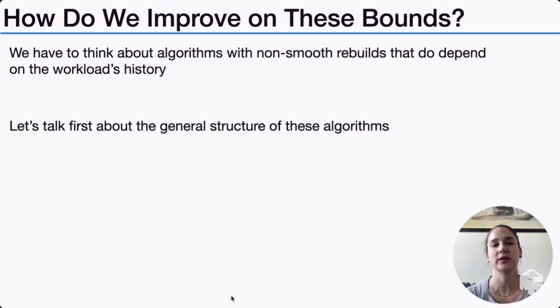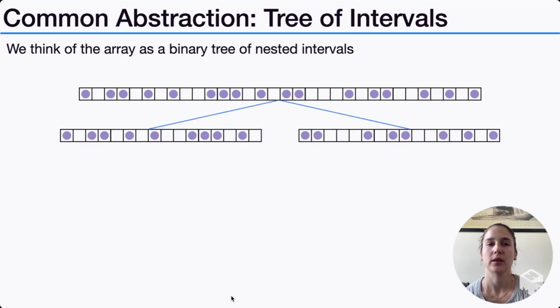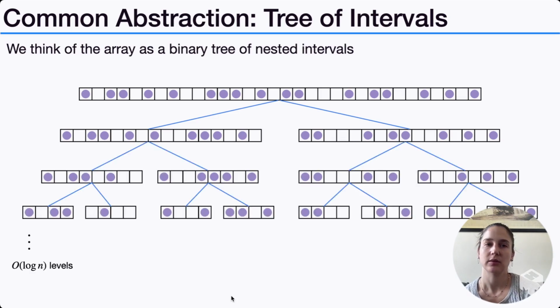Before I tell you about how we did that, let me first talk about a general structure that is useful in analyzing all the algorithms that we look at. This is called a tree of intervals. We have an array in list labeling, and we think about it in a binary tree. At the top, at the root, we have the entire array. And then its children are the equally sized left and right half subintervals. And so on all the way down for about log n levels.